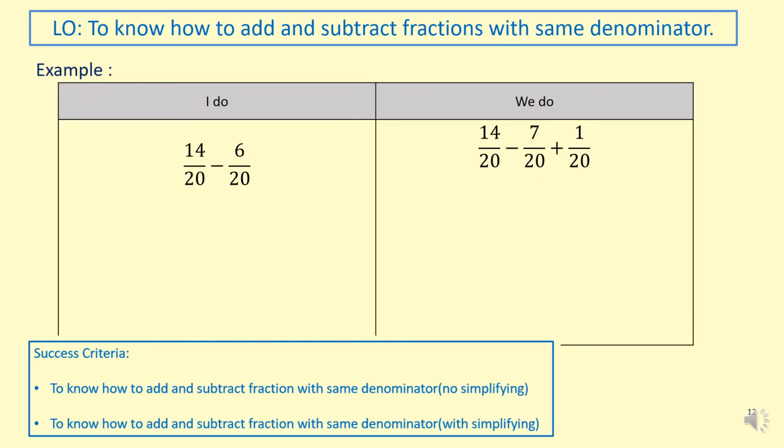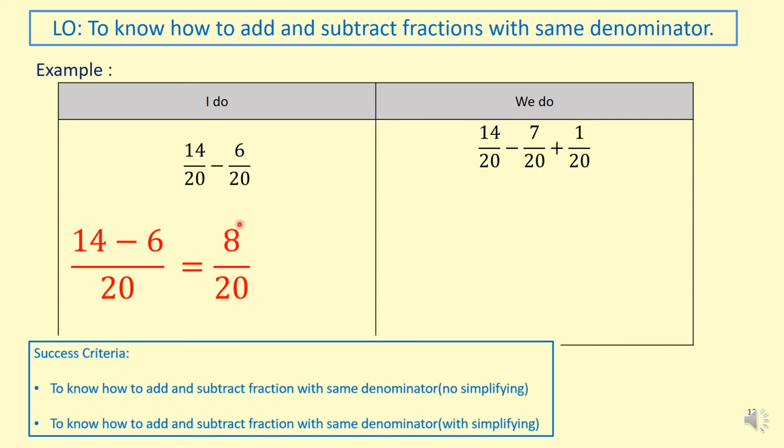Okay, now more example here. I have the same denominator. I'm going to write one of the denominators and subtract the top. So I have one of the denominator as 20, then 14 take away 6. 14 take away 6 gives me 8 over 20. Now double check if you can simplify it.